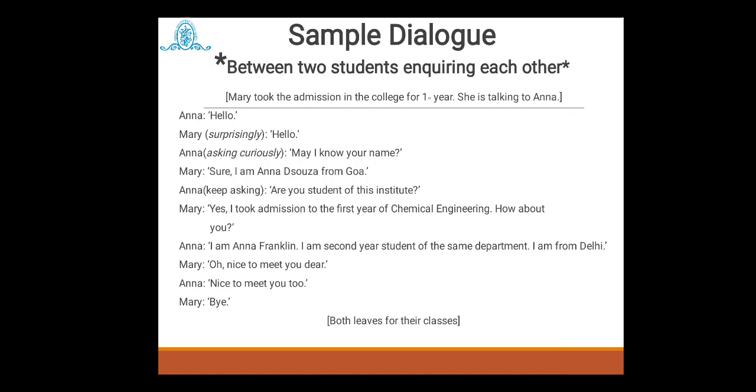Mary: Sure, I am Mary D'Souza from Goa. Anna, keep asking. If you are not using italics, then you can keep it as it is. So Anna is asking: Are you a student of this institute? Mary: Yes, I took admission to the first year of chemical engineering. How about you? Anna: I am Anna Franklin. I am a second year student of the same department. I am from Delhi. Mary: Oh, nice to meet you, dear. Anna: Nice to meet you too. Mary: Bye. And again, I am going to close these dialogues by giving an exit statement in square brackets, that is, both leave for their classes. If you follow these steps while writing dialogues, you will get complete marks.